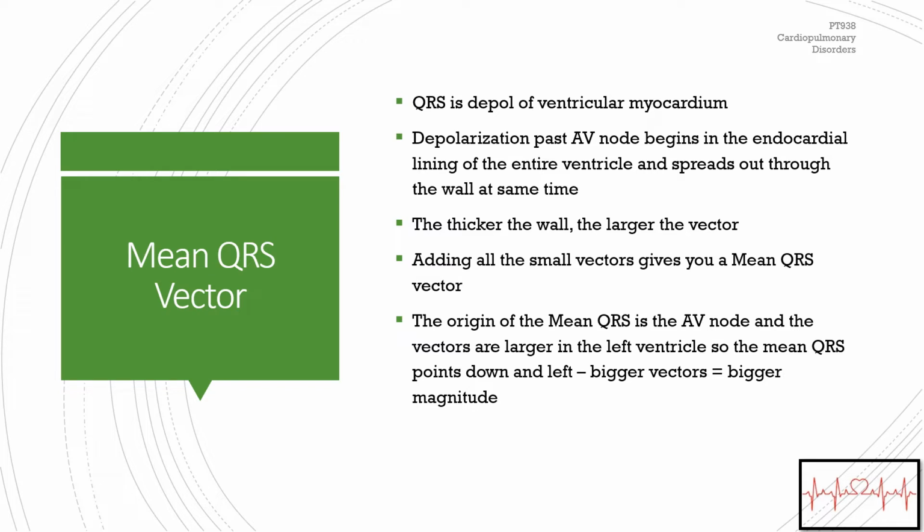The thicker the wall, the longer or larger the vector, so that arrow that you would draw from the inside to the outside wall. Adding all of those tiny vectors together is going to give you a mean QRS vector. In the case of a healthy heart, this means that the QRS vector would point down and left because there is a bigger magnitude of vectors on the left side of the heart, and the depolarization is traveling downward from the AV node to the base. So down and left is typical.